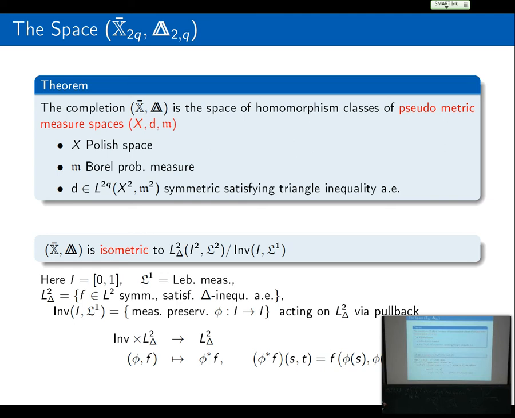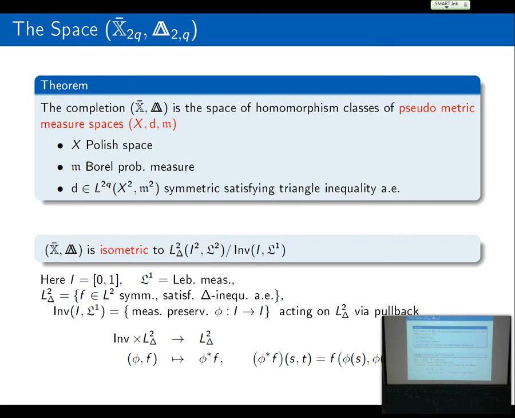And now the action of this semi-group on L2 is as follows. If you have such a measure preserving map, you just take the pullback of the L2 map, and the fact that this phi is measure preserving simply tells you that this has the same L2 norm and the same size and so forth. So if you integrate this with respect to ds dt, the measure preserving tells you it's the same as before.